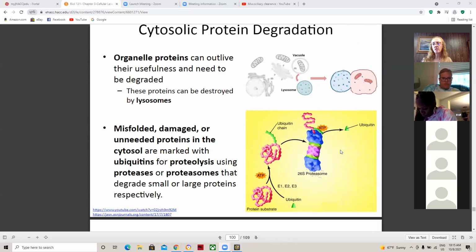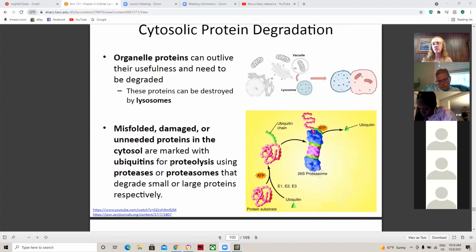Well, what if we have proteins that are misfolded? We talked about the danger of accumulating misfolded proteins in chapter 2, at the very end. How do we get rid of them? Organelles can live out their usefulness and need to be degraded by the lysosomes. Misfolded, damaged, or unneeded proteins are marked by what are called ubiquitin molecules. They're called ubiquitin because they're ubiquitous. They're everywhere.